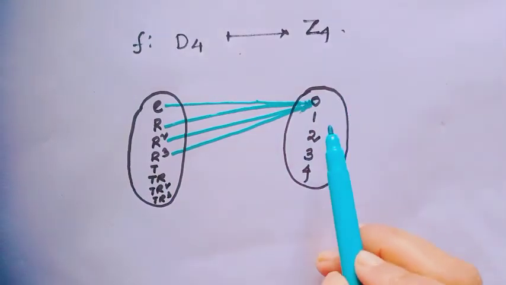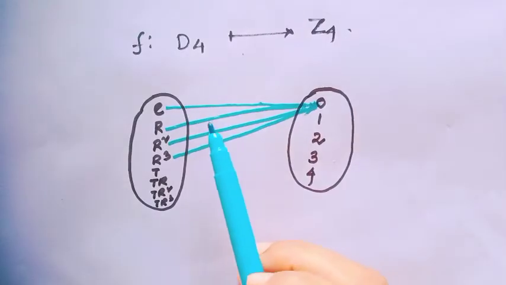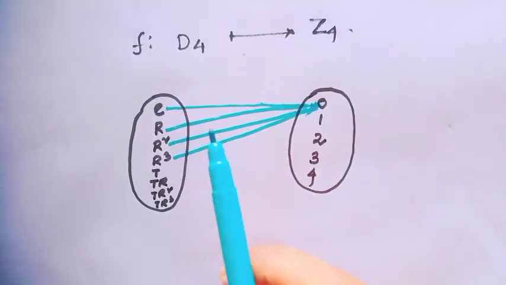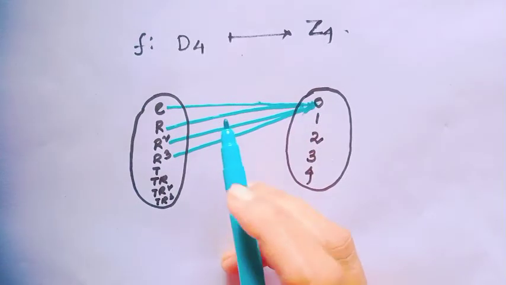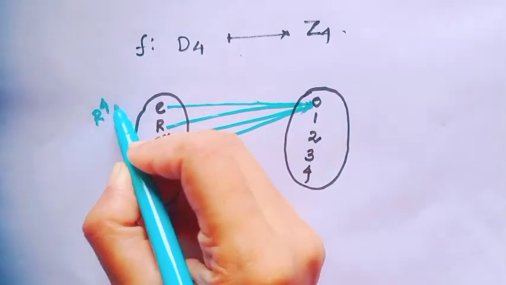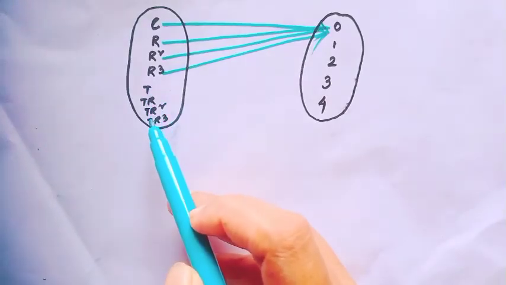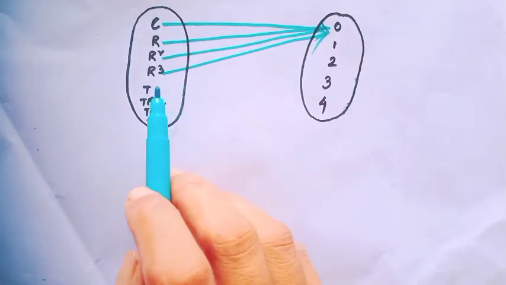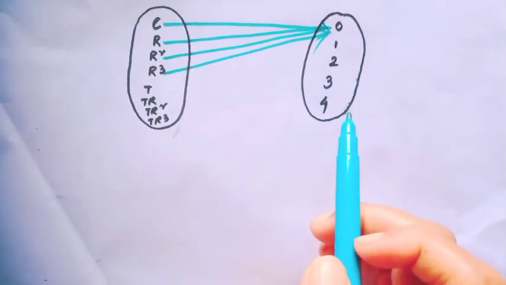the elements 0, 1, 2, 3. Here we have created the function such that identity maps to identity and all rotations map to 0. Why? Because all of us know in D4, R to the power 4 equals identity. The other point is reflections, and I don't want to send them to 0. I want to send them to 1, 2, 3.